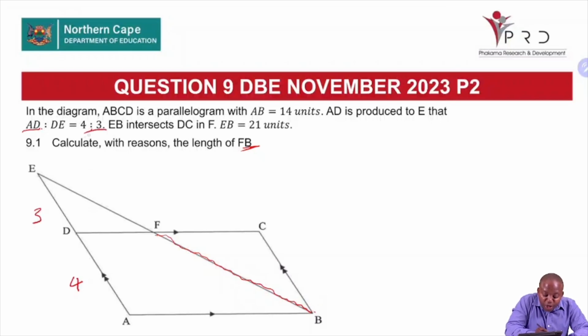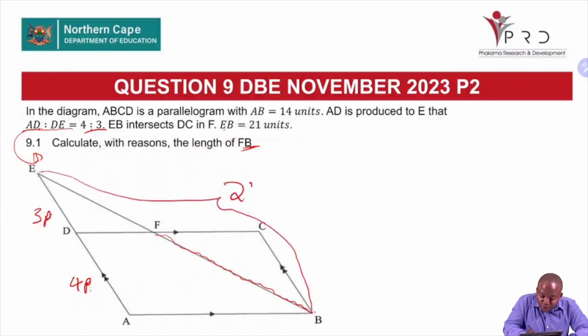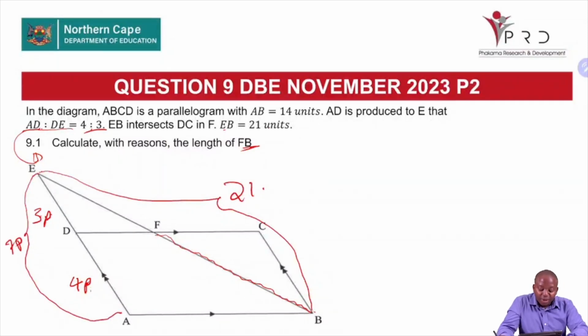Now when you take the ratio and you put it in the diagram, you must convert it into a length. When you convert it into a length, that means this AD is 4P, where P is just any letter. You can say 4X, or 4 whatever variable you want to use. So when the ratios have the P, those two are now our lengths. We are told that EB is 21 units. From there to there, it's 21 units. That means from this side again to this side, it's 4 plus 3. So that's how we do it.